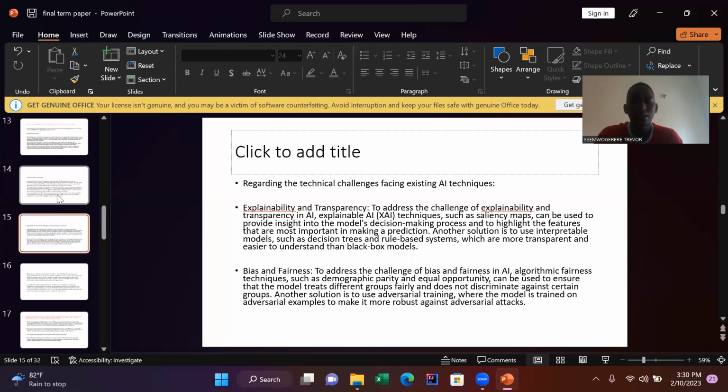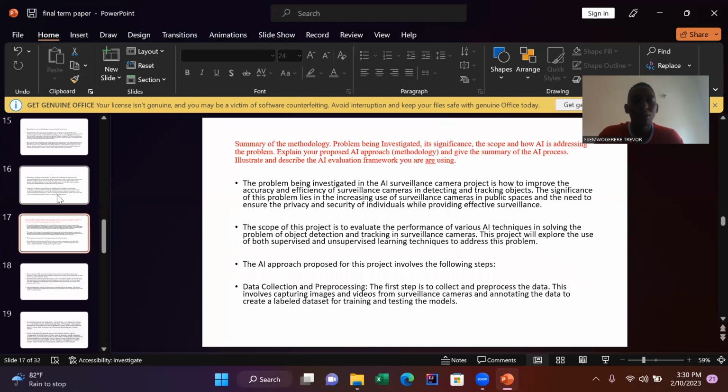Then, when we talk about the methodologies, the problem being investigated in the AI camera project is how to improve the accuracy and efficiency of surveillance cameras in detecting and tracking objects. The significance of this problem lies in the increasing use of surveillance cameras in public spaces and the need to ensure the privacy and security of individuals. The scope of this project is to evaluate the performance of various techniques in solving the problem.